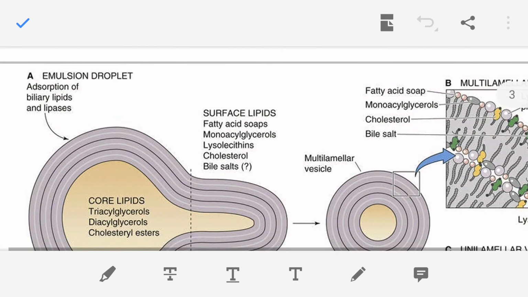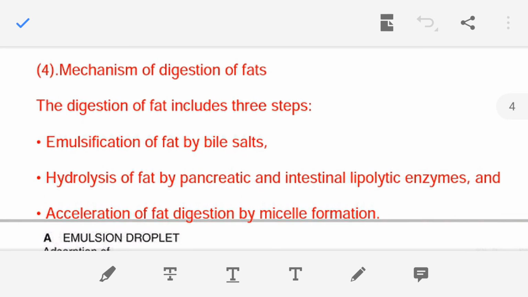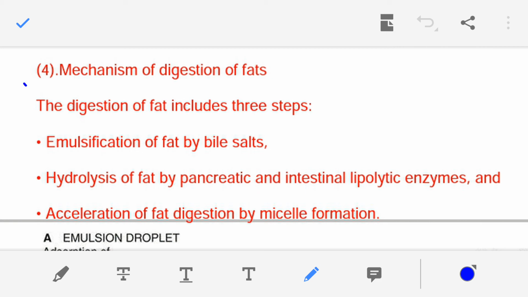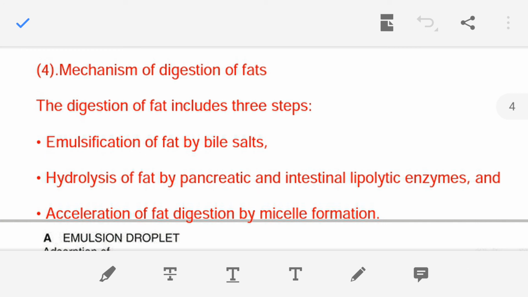Now moving on to the fourth point of our discussion, the process of digestion or the mechanism of digestion. Now in the process of digestion of fat, there are three steps. First step is the emulsification of fat by the bile salt. Second step is the hydrolysis of fat by pancreatic and intestinal lipolytic enzymes. And the third step is the micelle formation. So we are discussing each step one by one.